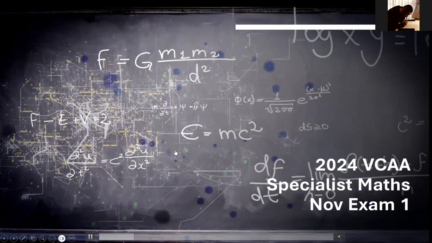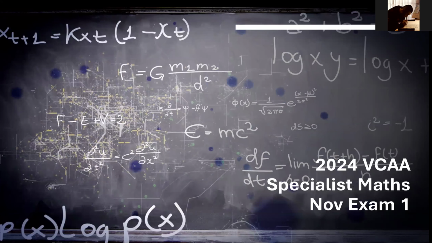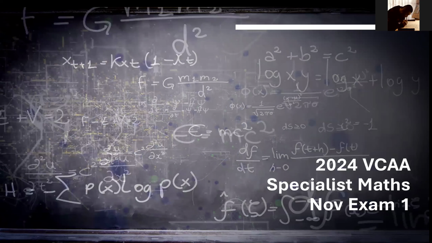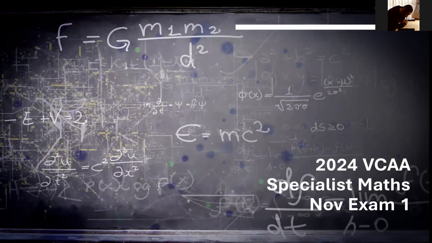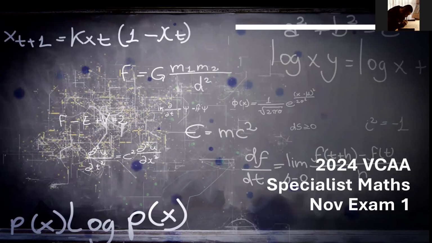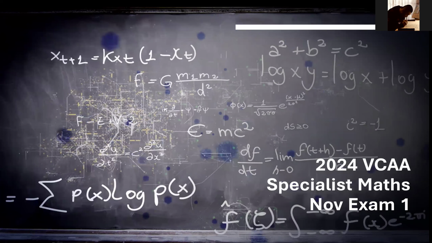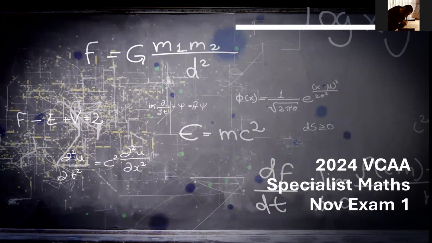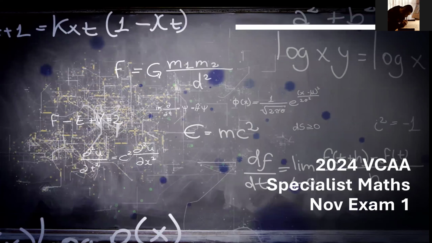Welcome back. In this video, I'm going to quickly talk through the 2024 VCAA Specialist Math Exam 1. As you know, this paper is a tech-free paper, which is 40 marks long, and the student will have 15 minutes reading time and an hour writing time. And the VCAA will supply an official VCAA formula sheet.